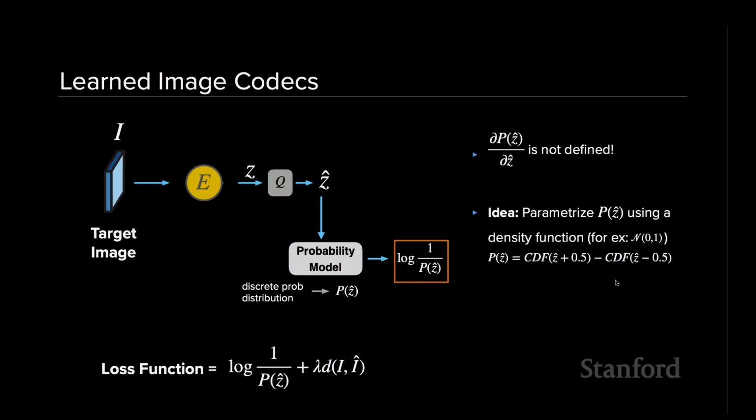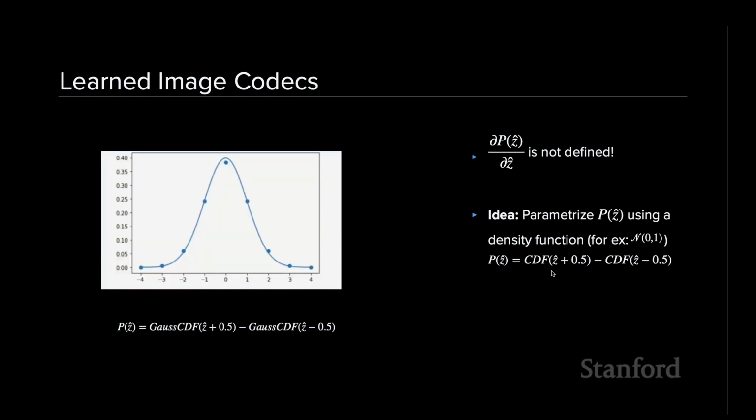But now, since I have assumed this, I can now take the derivative of P of Z hat with respect to Z hat, right? Because my cumulative density function is differentiable. And so, I'll just come back to this plot in a second, but if you take the gradient now of this function with respect to Z hat, that's just the PDF of Z hat plus 0.5 minus PDF of Z hat minus 0.5. Okay?